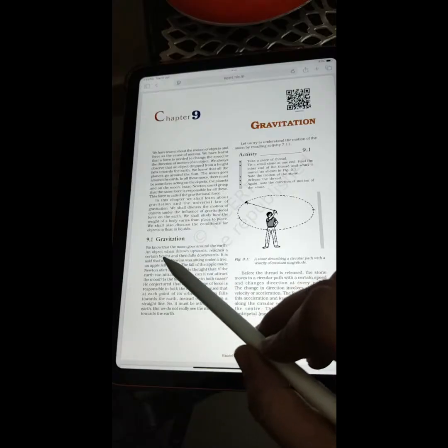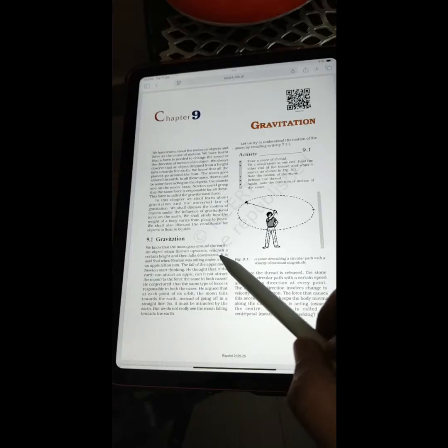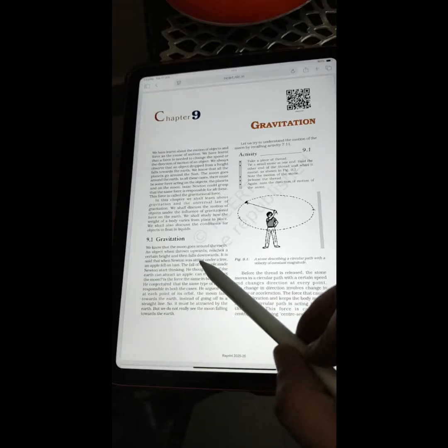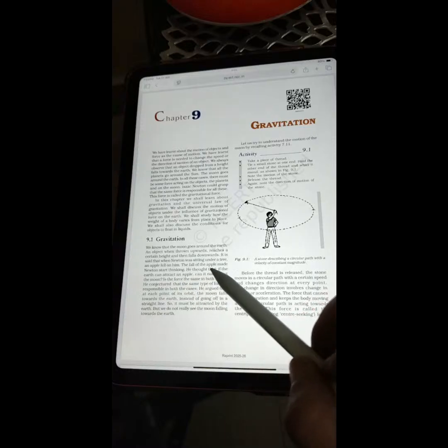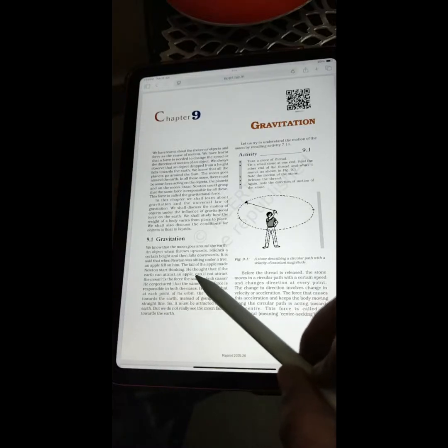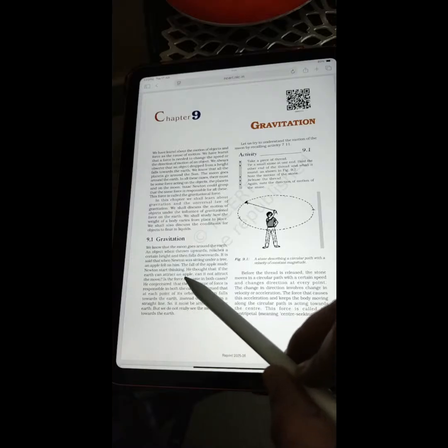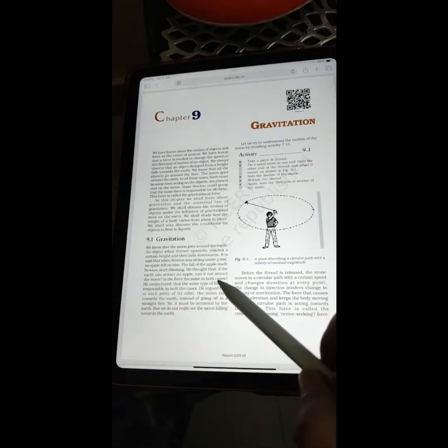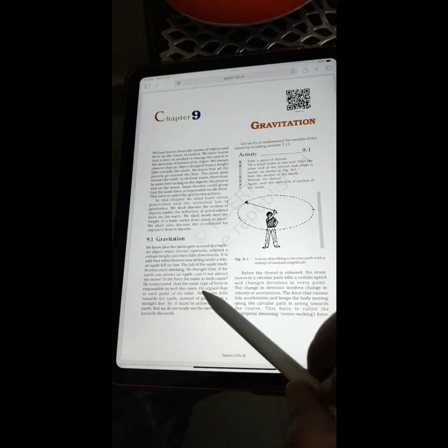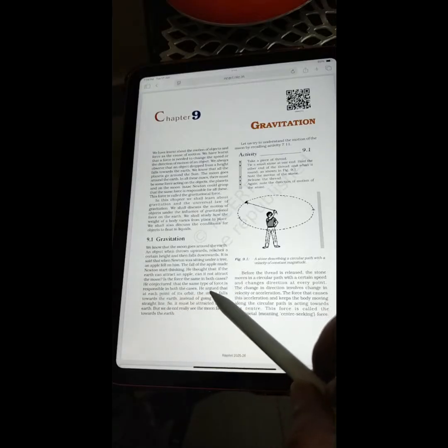9.1 Gravitation. We know that the moon goes around the earth. An object, when thrown upwards, reaches a certain height and then falls downwards. It is said that when Newton was sitting under a tree, an apple fell on him. The fall of the apple made Newton start thinking. He thought that if the earth can attract an apple, can it not attract the moon? Is the force the same in both the cases? He conjectured that the same type of force is responsible in both the cases.